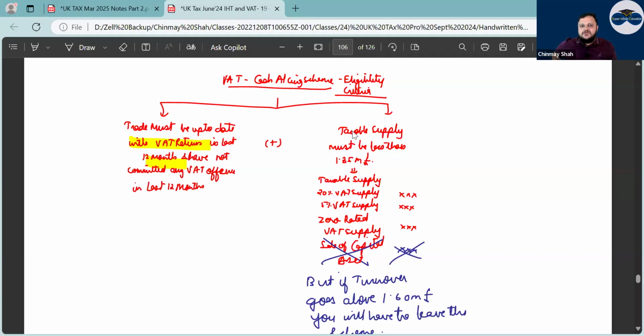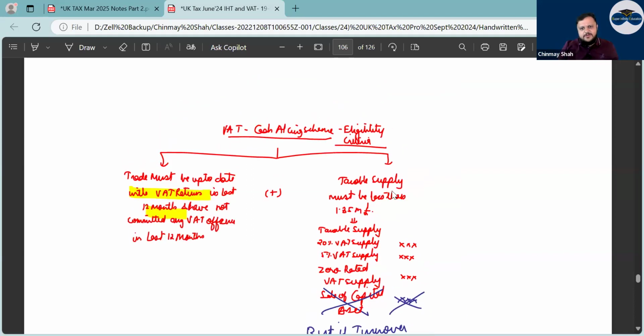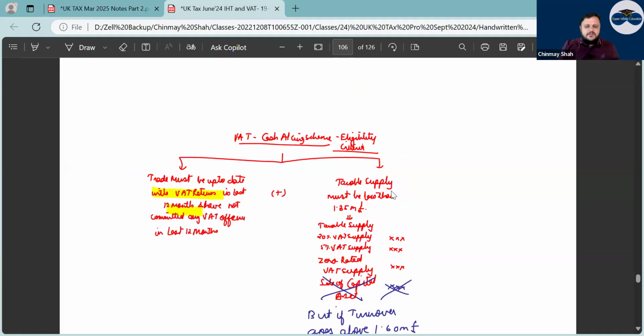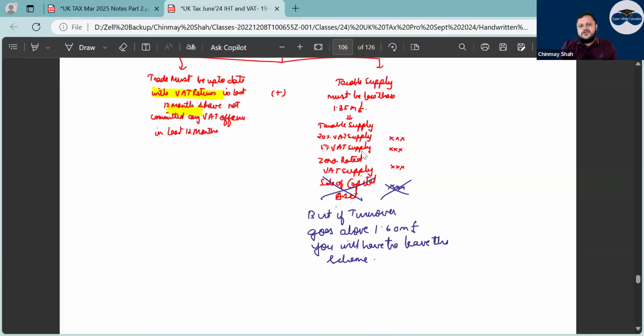any VAT offense in the last 12 months. Taxable supply must be what? Less than 1.85 million. 1.35 or 1.85, right? 1.85 million, correct? And then what all is included in taxable supply? 20% supply, 5% supply, zero rated, and sale of capital asset will not be included. But one minute, this should be 1.35 is what I've understood. 1.35 million pounds, correct?